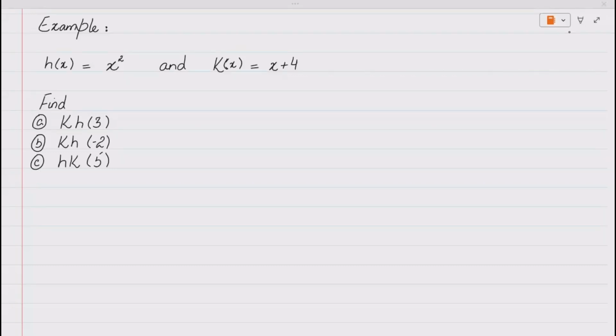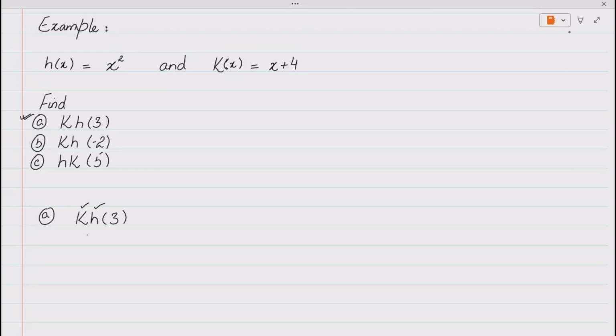Okay, now let's see an example about the composition of functions. Suppose we are given two functions, h of x, which is x squared, and k of x, which is x plus 4. In part A we have to find kh of 3. You see that here they are giving us a composition, because they are using both functions h and k. But how do we evaluate this composition?